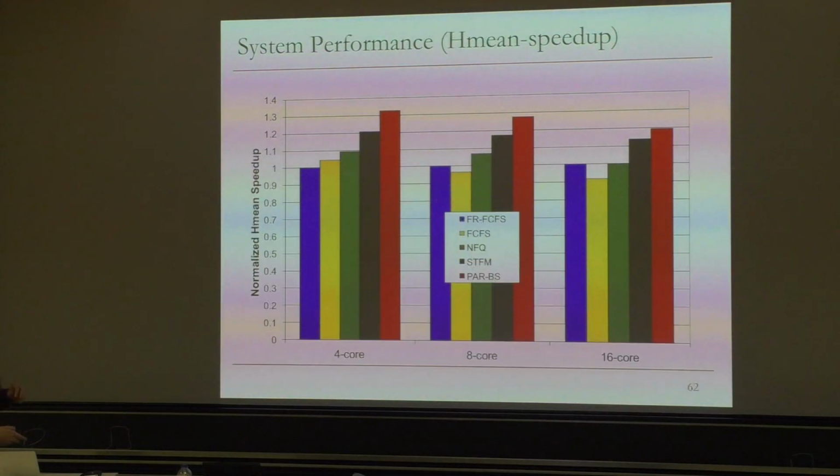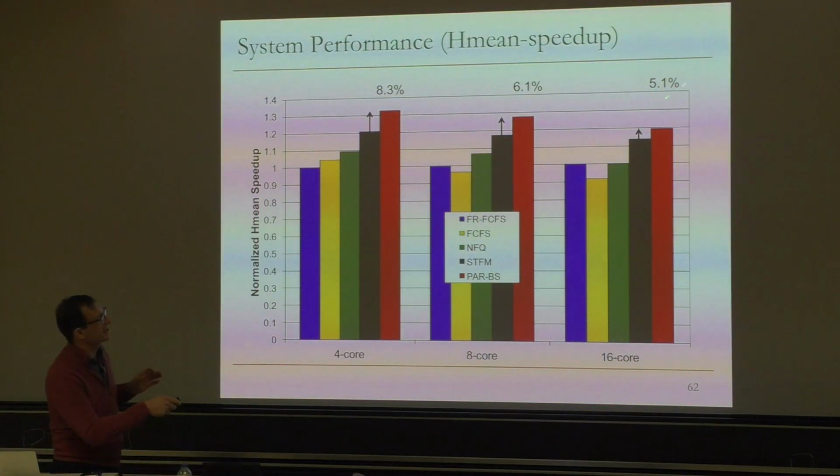Okay, this also improves performance. This is some sort of speedup metric averaged across many workloads. You can see that the performance improvement is significant over the best previous policy, which is STFM. And you can see that FRFCFS and FCFS do not have very good performance, right? So there are multiple reasons why performance is improving in this case.